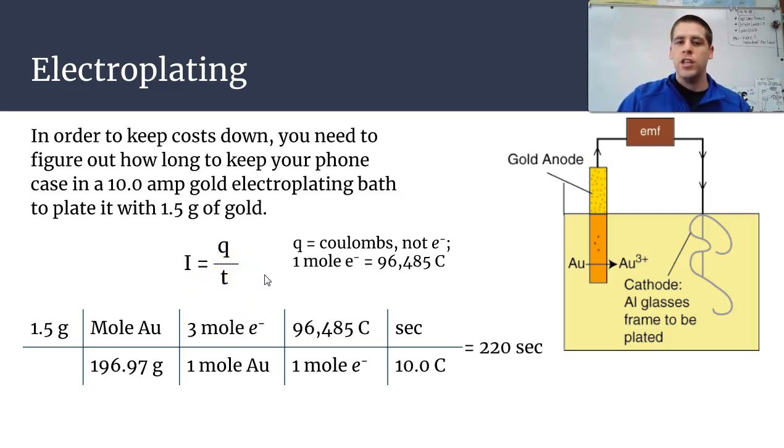Multiply all that out, and you would want to keep your phone case in the bath for 220 seconds. And that would end up giving you 1.5 grams of gold. So that's electroplating and electrolysis.